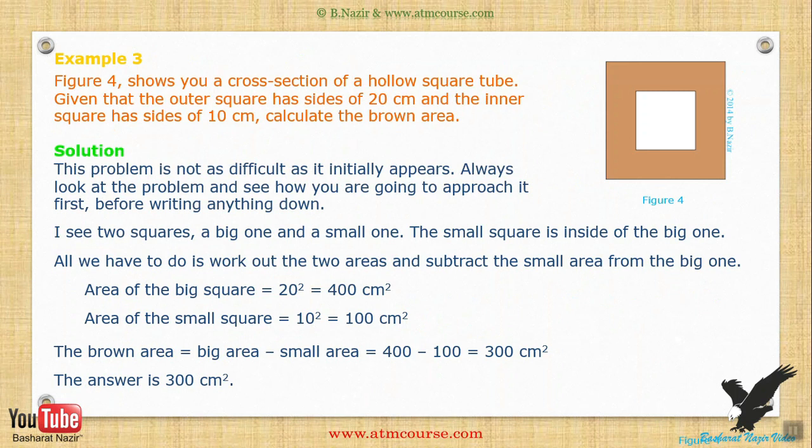Area of the big square equals 20 squared equals 400 centimeters squared. Area of the small square equals 10 squared equals 100 centimeters squared. The brown area equals small area subtracted from big area equals 400 minus 100 equals 300 centimeters squared.